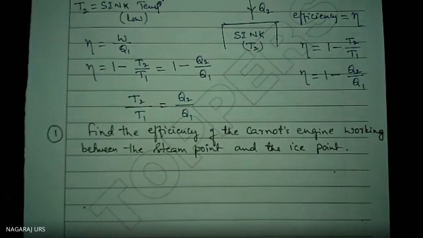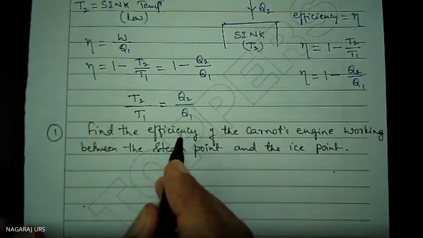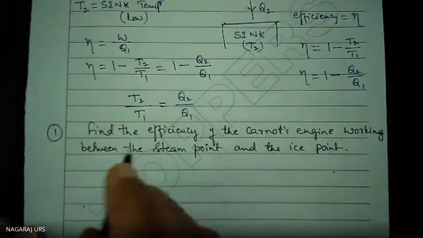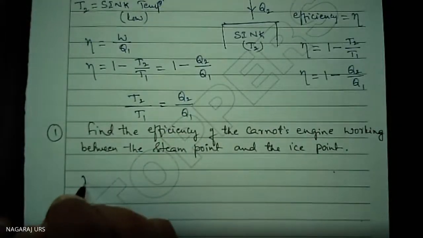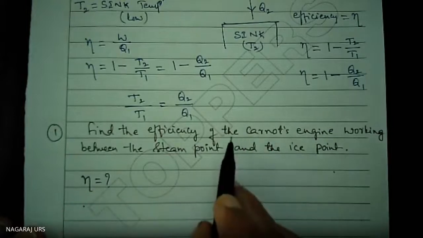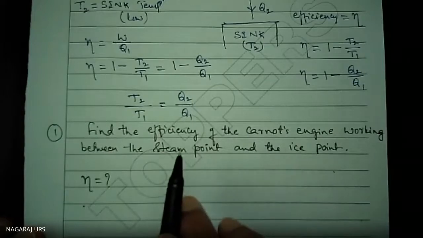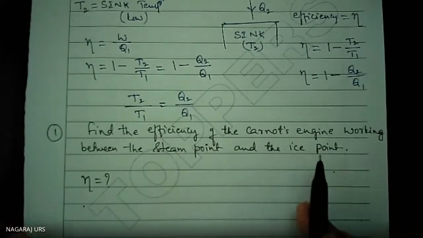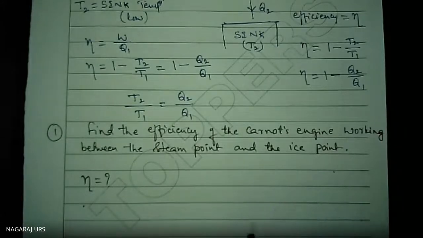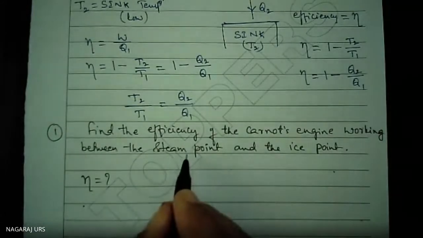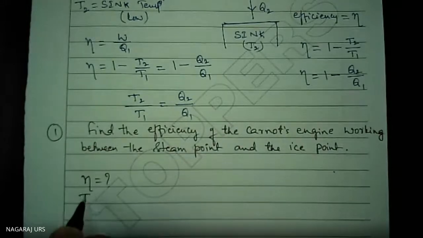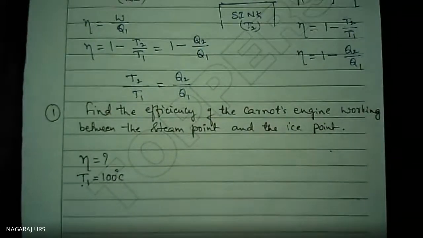Find the efficiency of the Carnot engine. I want to calculate the efficiency, represented by the symbol eta, of a Carnot engine working between these two temperatures. We must be aware of the steam point temperature and ice point temperature at normal temperature and pressure, NTP or STP. Steam point temperature is the high temperature, that is 100 degrees centigrade at normal pressure. Ice point temperature, that is T2, is 0 degrees centigrade.